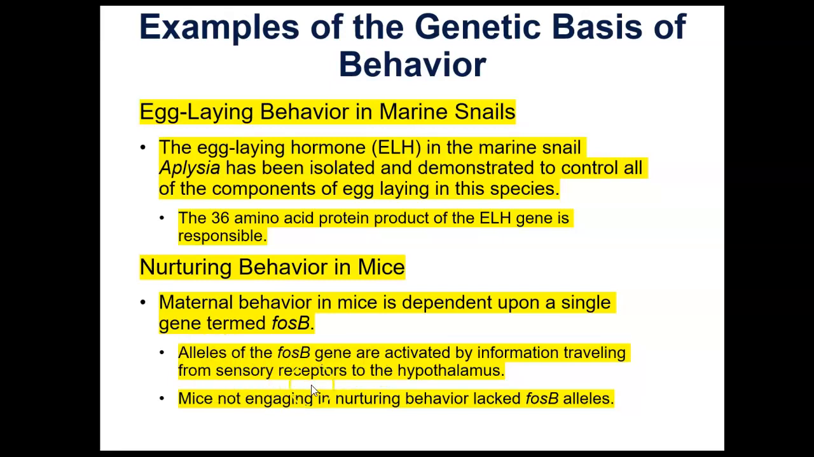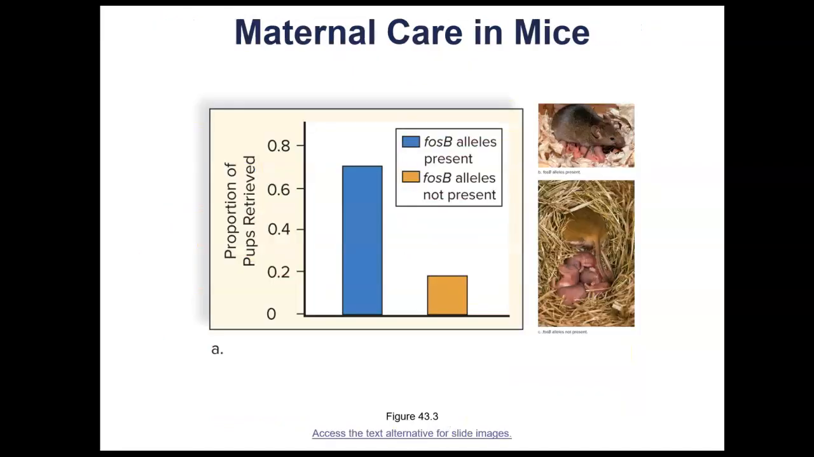traveling from sensory receptors to the hypothalamus. Mice that did not engage in nurturing behavior lacked the FOSB alleles. And you can see pictures here of a mother mouse that does have the FOSB allele. Notice how she's keeping her babies warm and cuddling them.